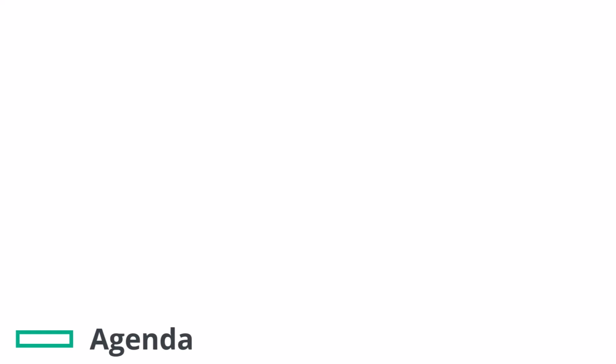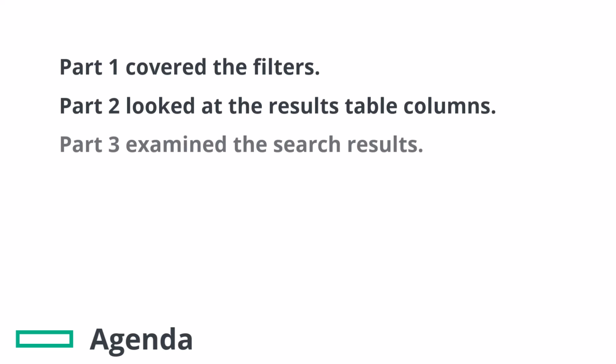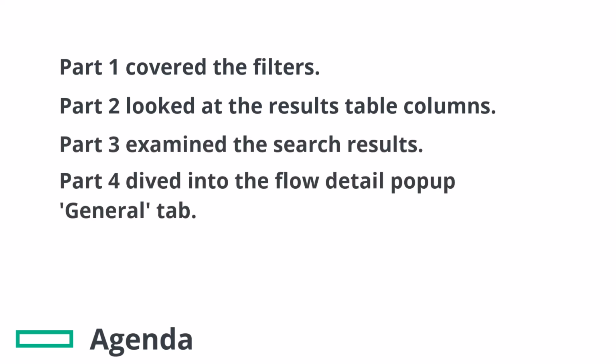In Part 1, we looked at all the various filtering options available in the Monitoring Flows report. Part 2 was all about the default column headings in the results table and what they mean. Part 3 looked at the results of a search. And Part 4 covered the first part of the General tab within the Flow Details pop-up.